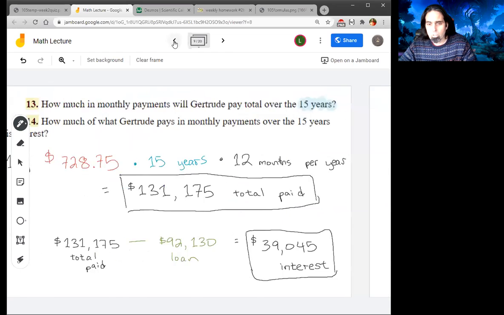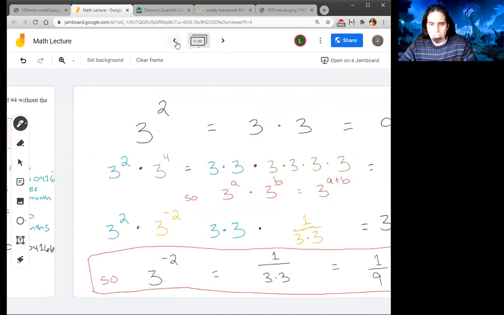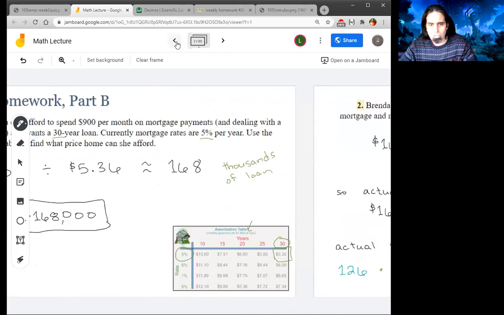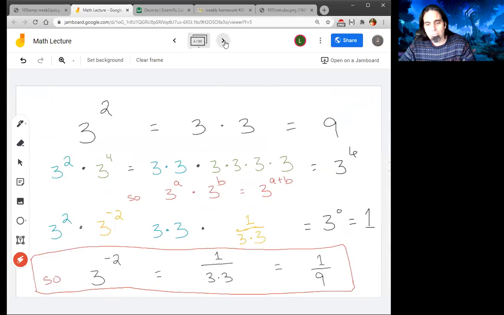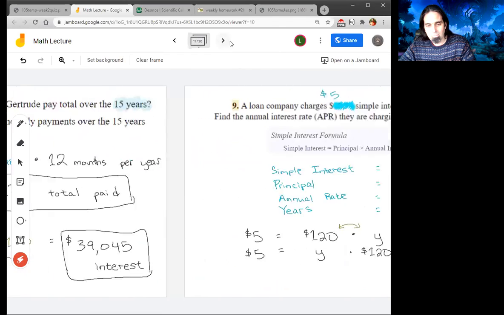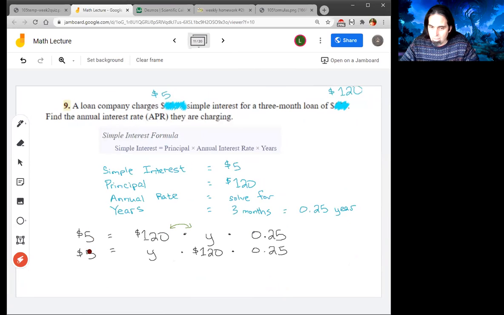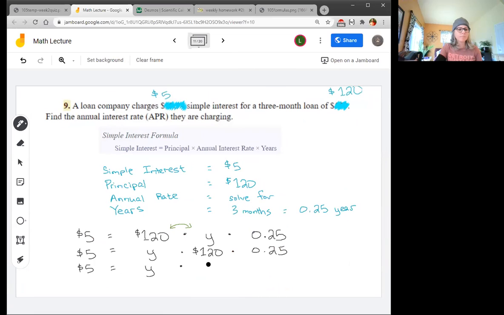Remember earlier when we took everything to the right of y and squished it together? Where was that slide? This thing, we're doing that again. I want to get y by itself. So first I scooted y so it's next to the equal sign, and then I'm going to take everything else and smash it together. So what's a quarter of 120? $30.